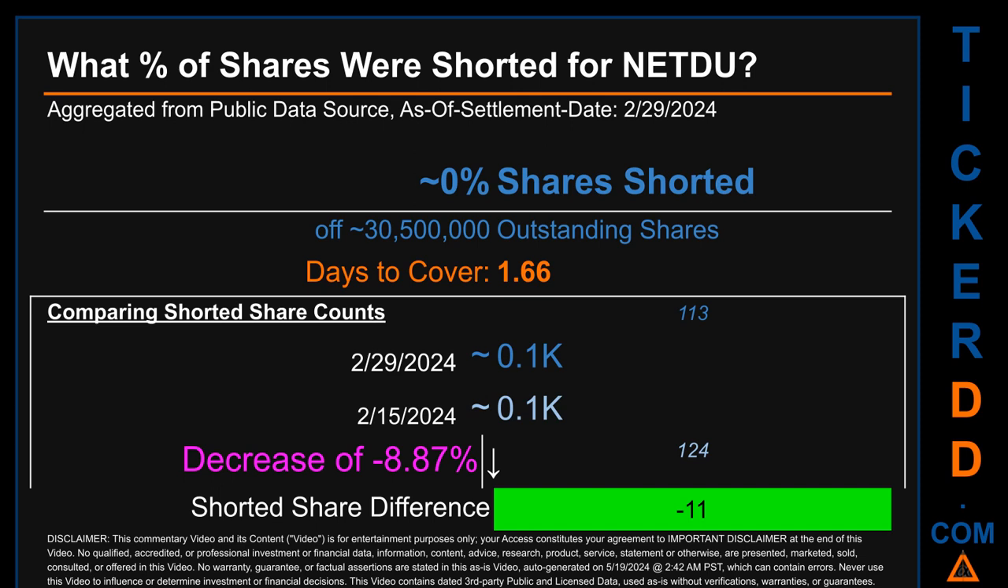Days to cover is 1.66. When I compare the current 2-week period data snapshot against the previous period, ending in settlement date, February 15, 2024, I find that the current snapshot had roughly 0,000 less shares shorted. This means that, compared to the previous snapshot, the current snapshot has a decrease of minus 8.87% of shorted shares.